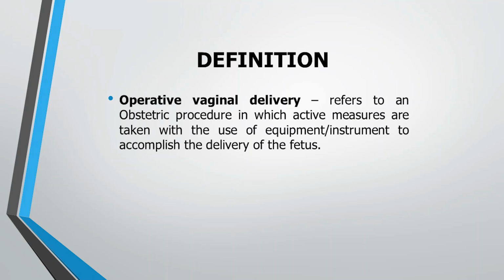Operative vaginal delivery refers to an obstetric procedure in which active measures are taken to effect the delivery of the fetus using certain equipment or instruments. That is what an operative vaginal delivery is. When you are using certain instruments or equipment to effect the delivery of the fetus per vagina, we are talking about operative vaginal delivery.